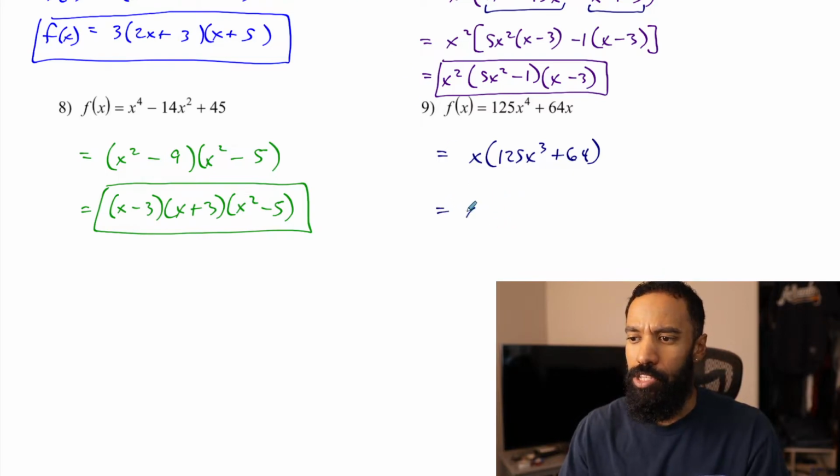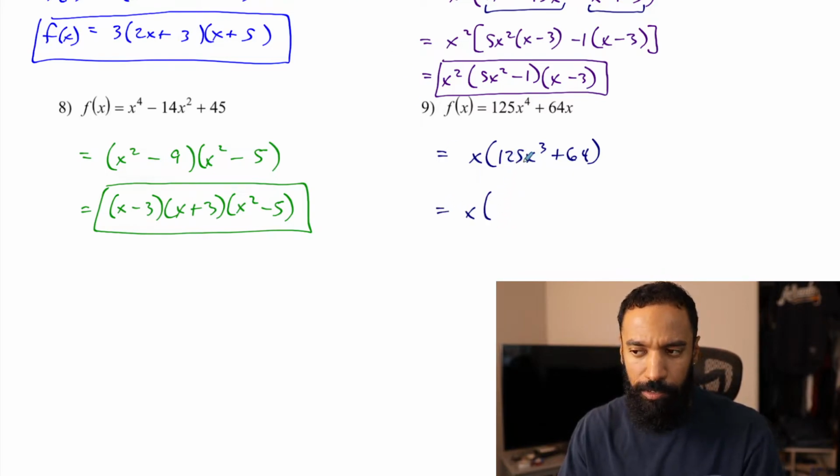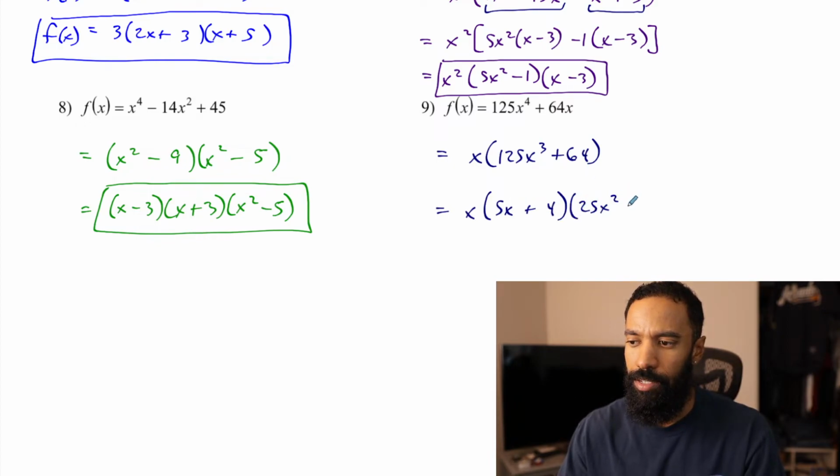So anyway, sum of two cubes. You're cubing 5x, so that's a plus, and then you're cubing 4, a plus b. And then a squared minus ab, plus b squared.